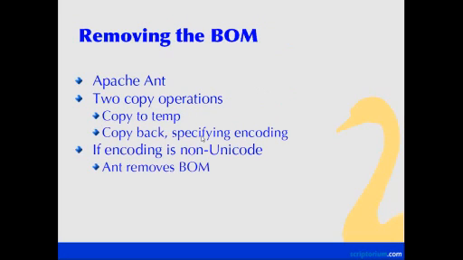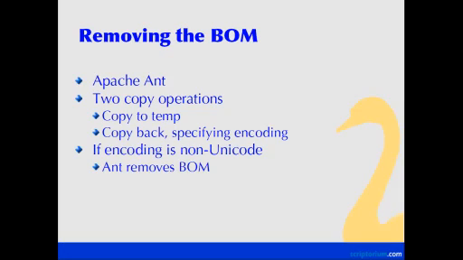Removing the BOM, I can also do with ANT, and when we do this, it turns out we need two copy operations. First we take the file that we want to remove the BOM from, and we copy it to a temporary location. Then we copy the file back, and when we copy the file back, we specify an encoding. If this encoding is not Unicode, then ANT in this copy operation actually removes the BOM for us. So that was a nice side effect. I was very glad to discover that was there.